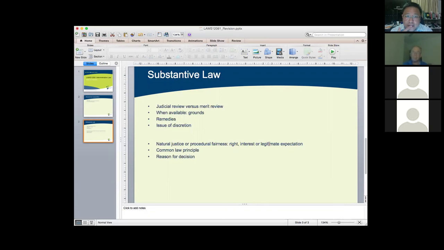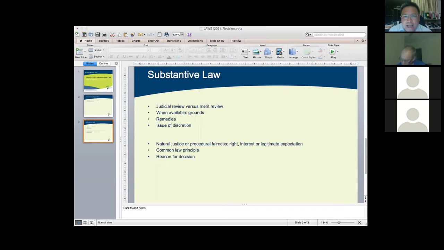Okay, so we're happy to proceed. Now, let's talk about, this is crucial, the notion of natural justice or procedural fairness, and this will appear in the assessment.